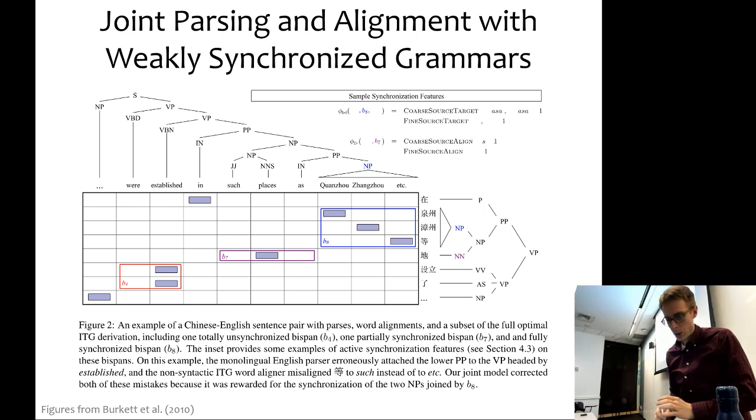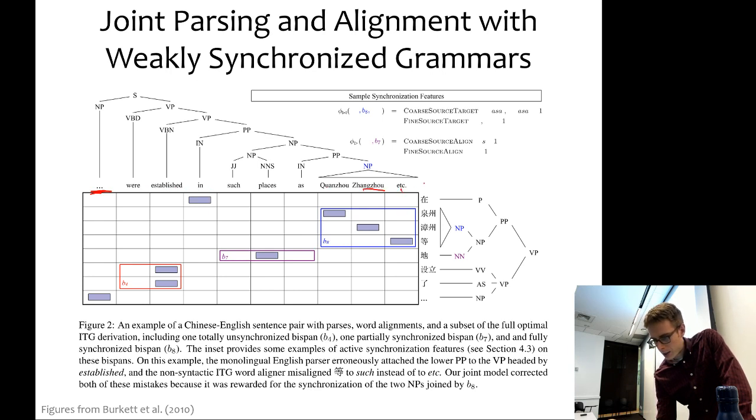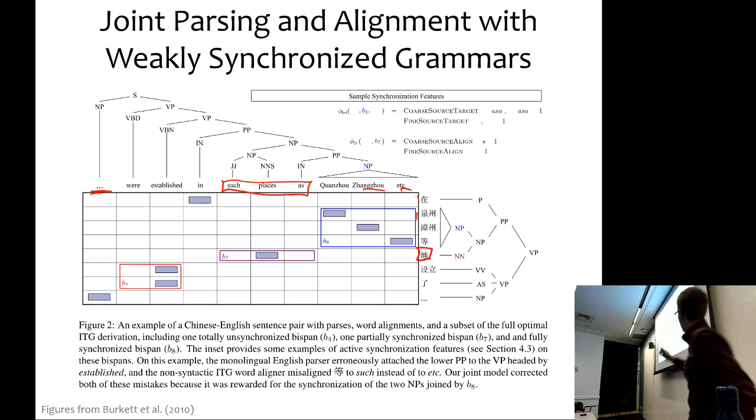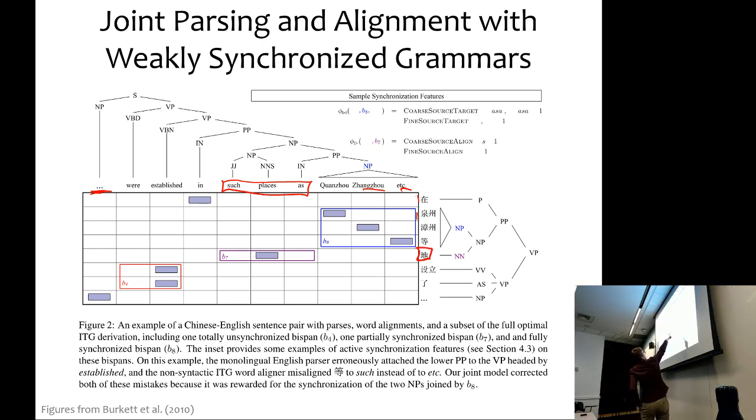And so here, there's some ellipses here, right? They didn't actually show the whole sentence, but something like: they were established in such places as Quanzhou, Zhangzhou, etc. And then here we have the Mandarin. And what you can see is that we have these different blocks that are kind of aligned with each other. So here, such places as should, sorry, I don't speak Mandarin, but it should align with this little noun that I've circled here.